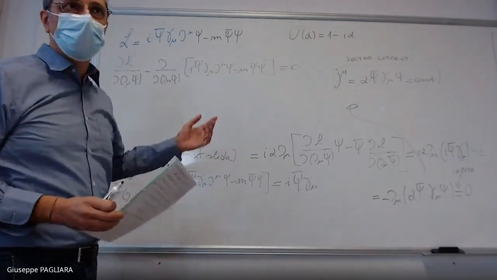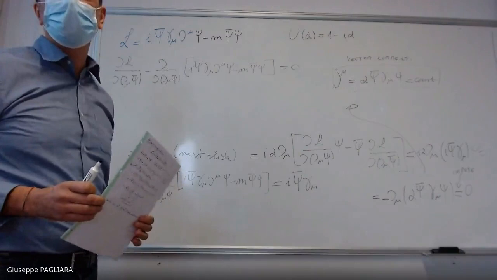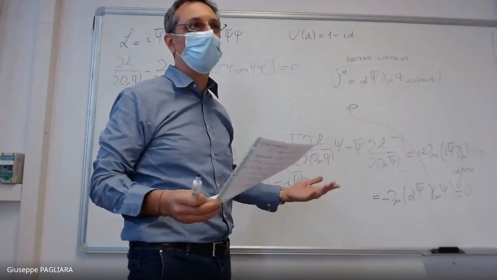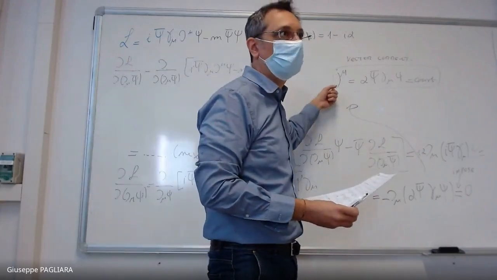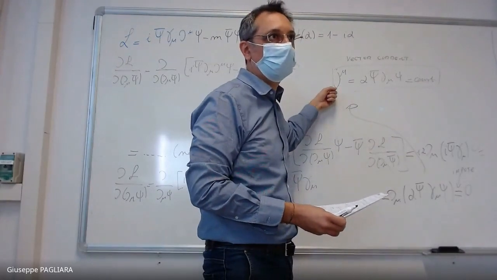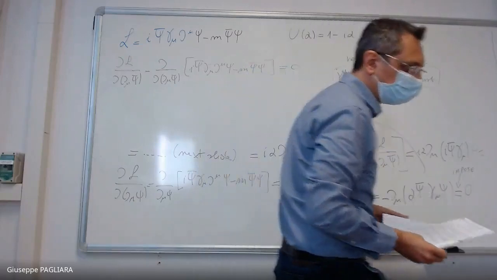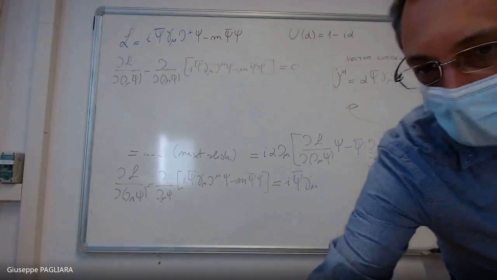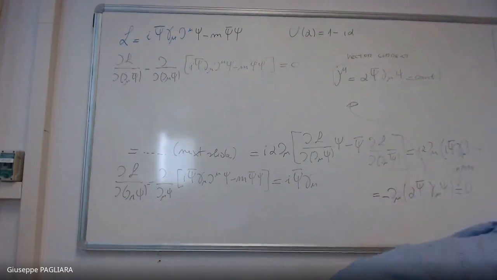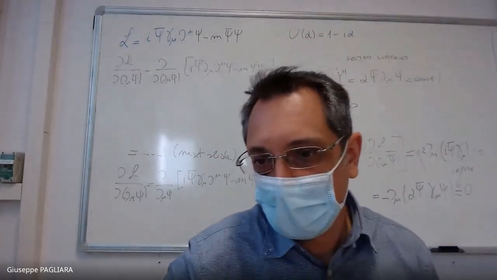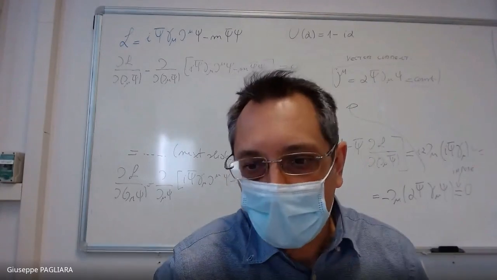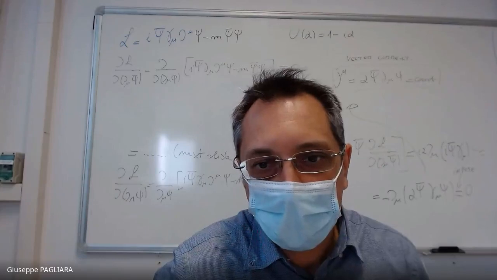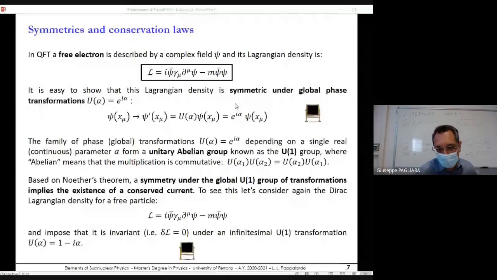Okay, so what we did here, we forced our Lagrangian density to be symmetric under this infinitesimal transformation, and as a result of the Noether theorem, we got a conservation rule. This four-current must be conserved, must be constant. So let's comment more on this on the slide.